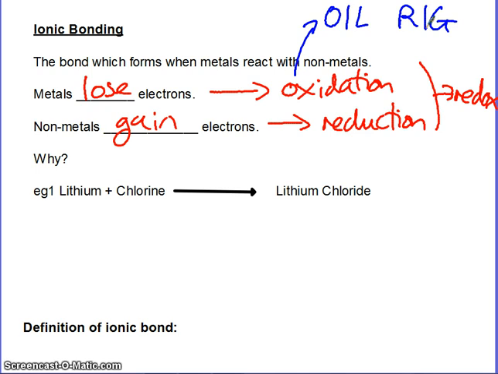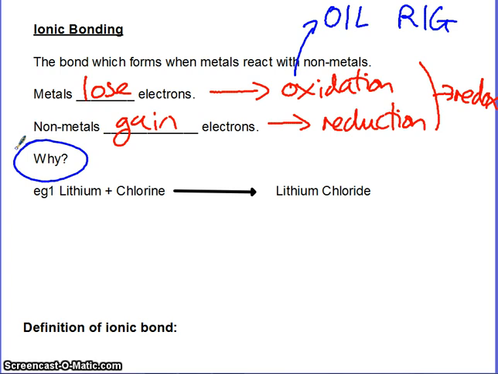And you might be wondering, why do the metals lose electrons and why do the non-metals gain electrons? So why do they do this? Well, it's all about trying to get elements or atoms to achieve their life goal, and their life goal is to have a full outer shell of electrons.